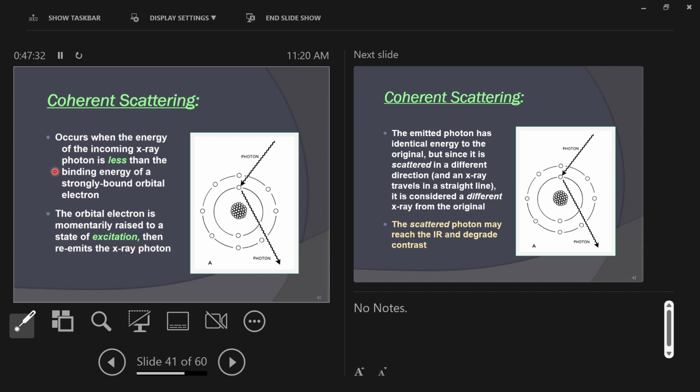It takes more energy to remove an inner shell electron, so it's more likely that a photon will have less energy than the inner shell's binding energy than the outer shell's binding energy. The orbiting electron gets momentarily raised to an excited state, but not so excited that it leaves the atom. It's not ejected from the atom. The atom is not ionized. That electron raises up to a higher shell and then immediately jumps back down because we didn't give it enough energy to get out.